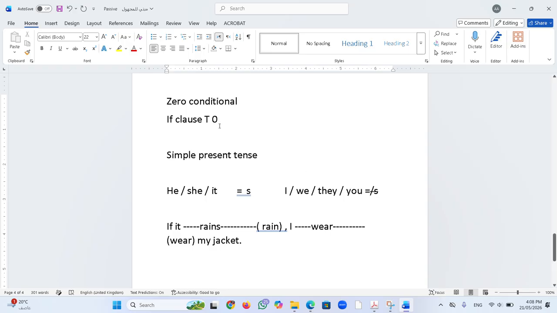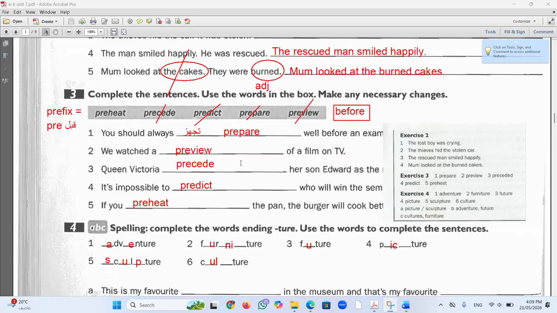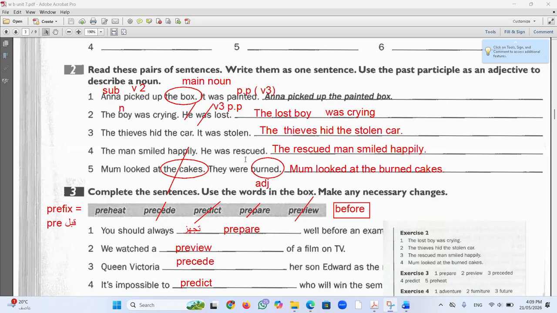Excellent. Now we'll see the next structure. Okay, in the next structure you will study writing the past participle as an adjective. The boy was crying. He was lost. It becomes the lost boy was crying. This structure is very important for your final exam.